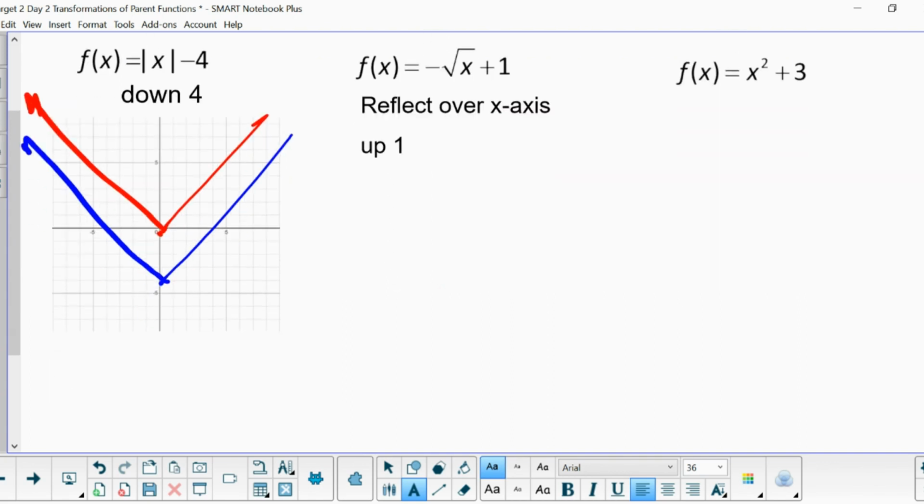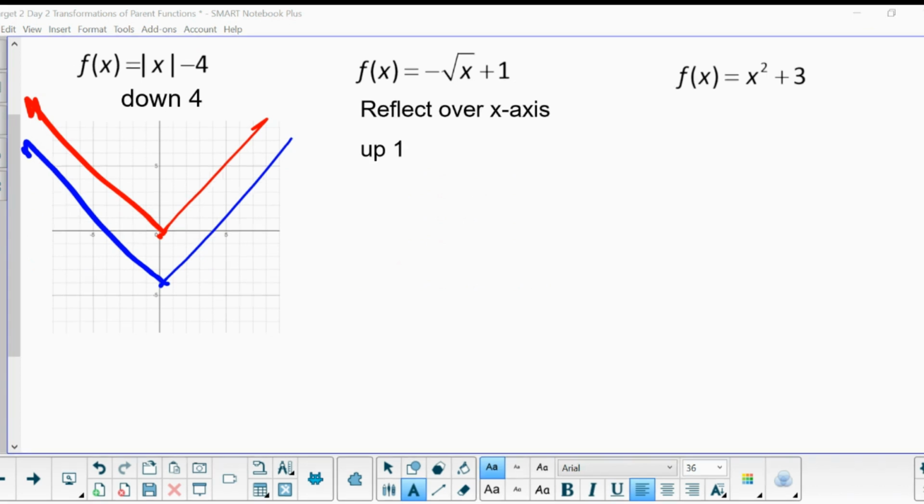So I'm still not liking this grid very much. So let's try again. Maybe I can make it look a little bit nicer. Let's see if this one's better. Hopefully your grids on your paper turned out to be better than this grid that I'm trying to use.